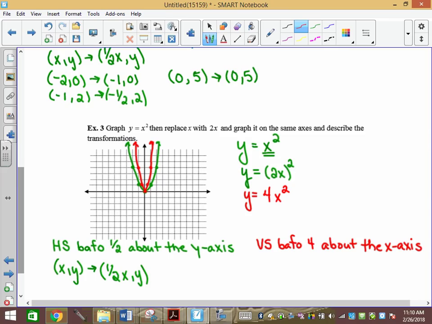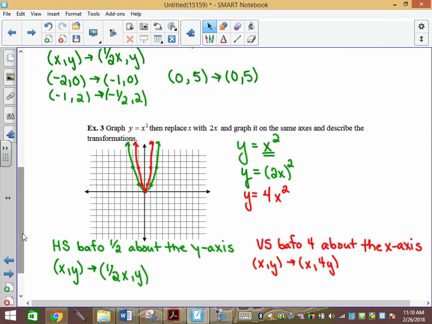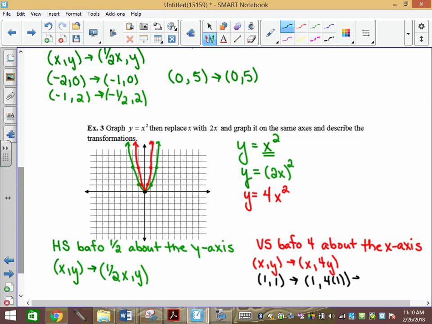Let's see. So we have (x, y). It's going to become (x, 4y), because we do as we say. So let's keep our x's and multiply our y's by 4. So we have (0, 0). It stays the same, right? Let's plug in (1, 1). It's going to become 1 and 4 times 1, so it's going to be (1, 4). Now some people will say, well, there wasn't (1, 4) on the other one. Well, there actually is. (1, 2).